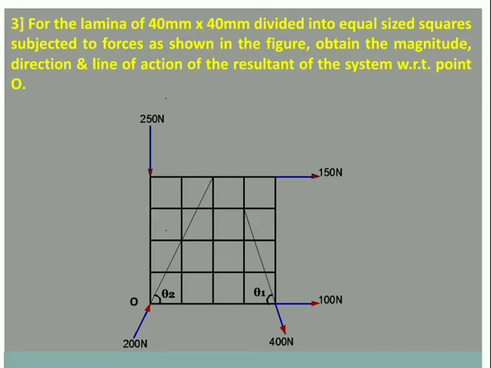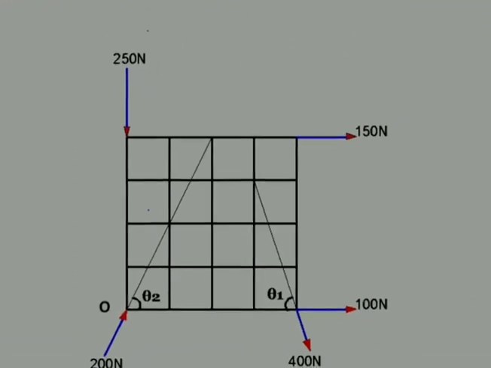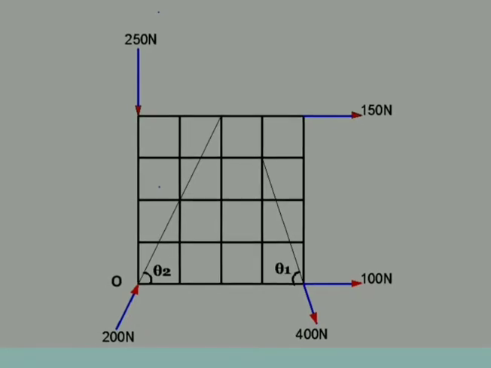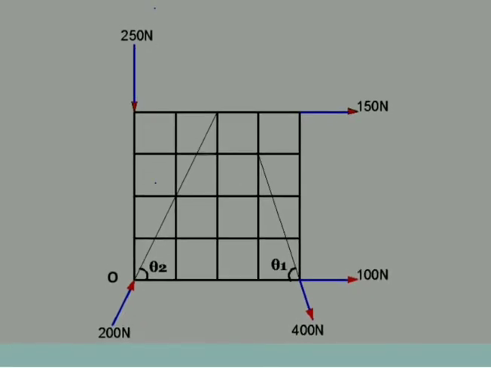Now, the thing you need to understand is that the square plate is of size 40 by 40, hence each unit will be of 10, okay, 10, 20, 30, 40. So, each unit will be of 10 mm. Similarly, vertically also each unit will be of 10 mm, hence the plate is 40 by 40.